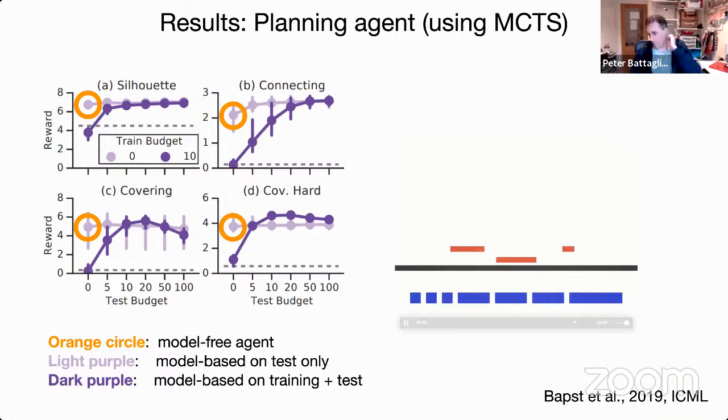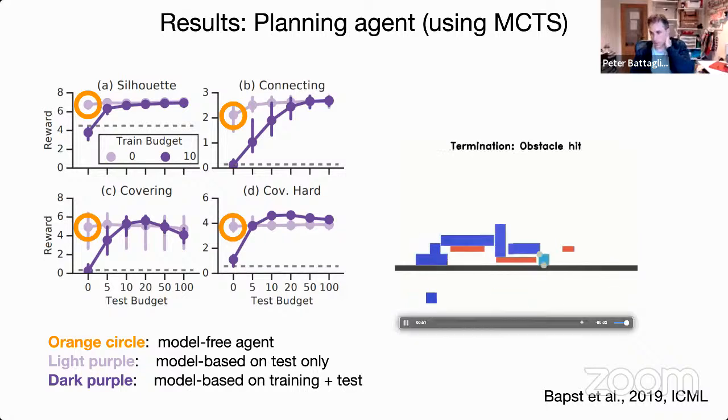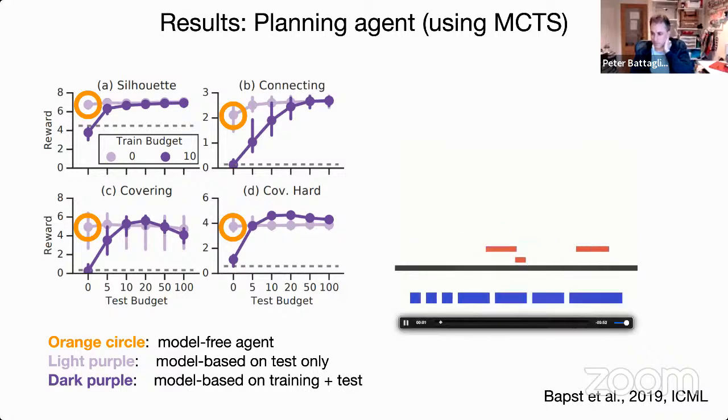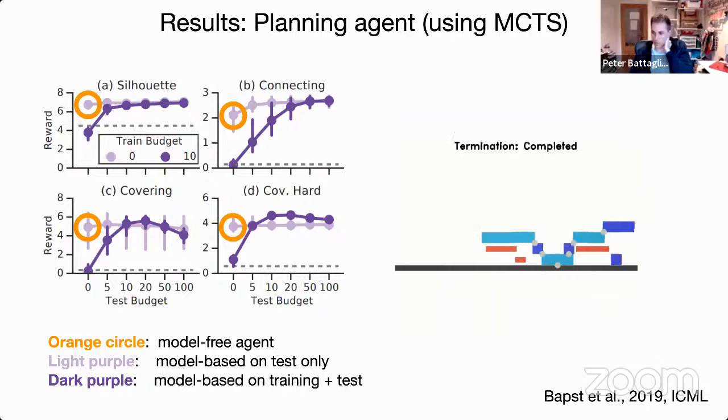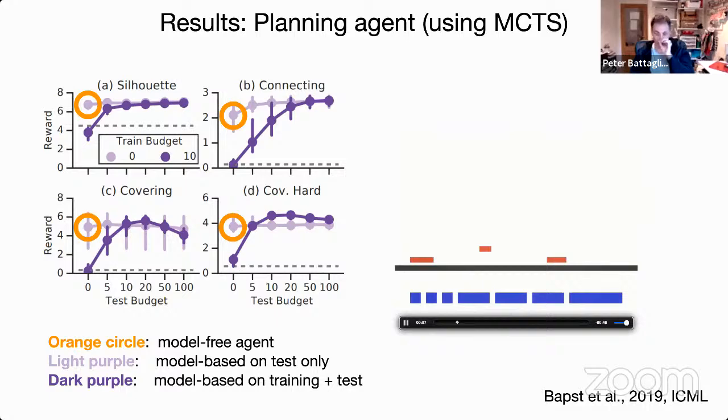On the right, you have videos of the types of structures that it's able to build. It just failed on that one. But you can see it choosing very carefully where and when to use resources as well.